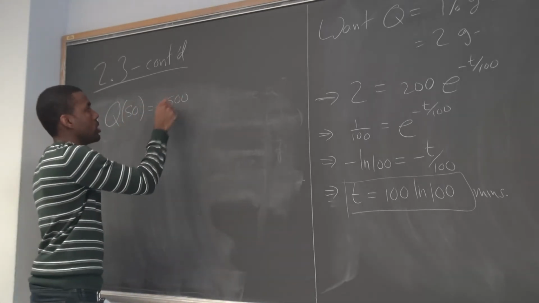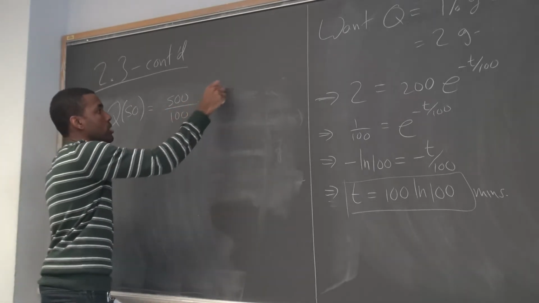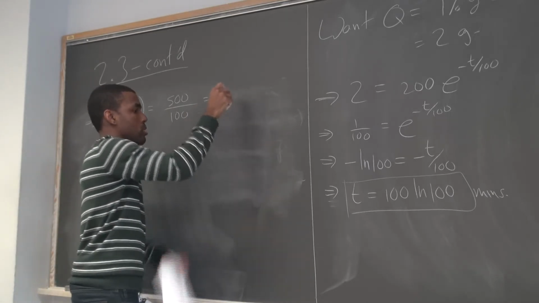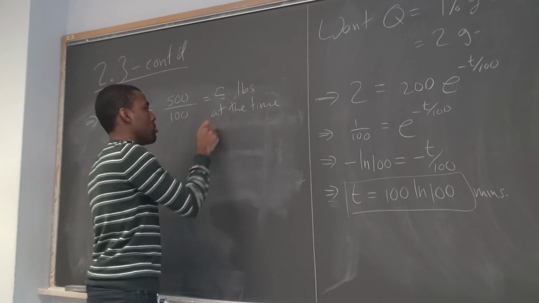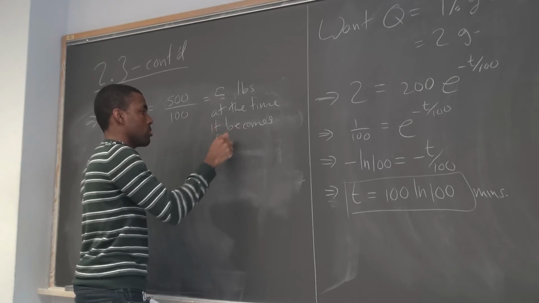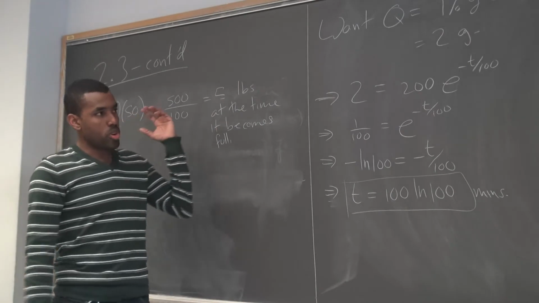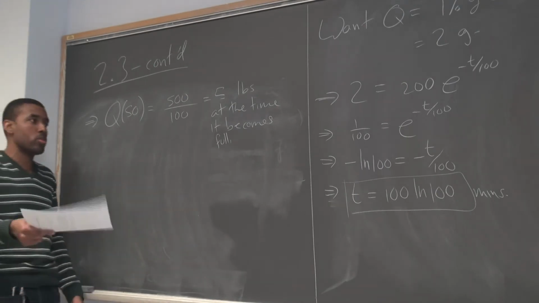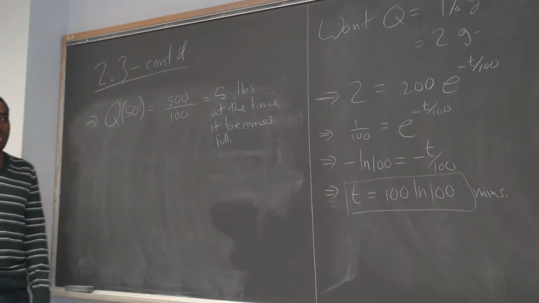Q equals 500 over, if T is 50, it's supposed to be 100. So it's 5 pounds at the time it becomes full. Right, so if I have 10 pounds of salt in a tank, I'm pouring in fresh water at 2 gallons per minute, and the mixture is flowing out at 1 gallon per minute. By the time it fills, I'll only have 5 pounds of salt left in the tank. I would have gotten rid of 5 pounds of salt.